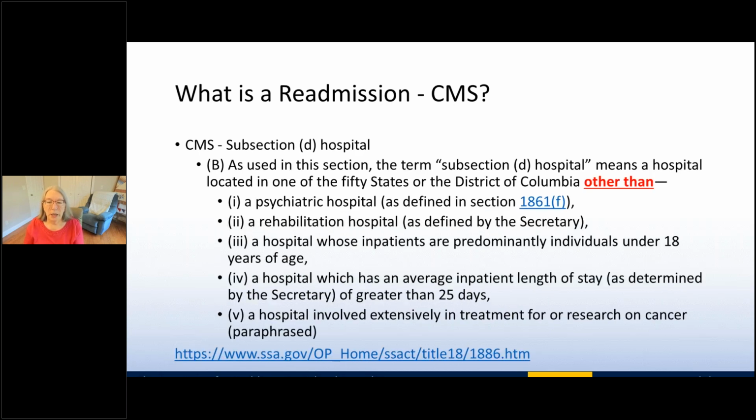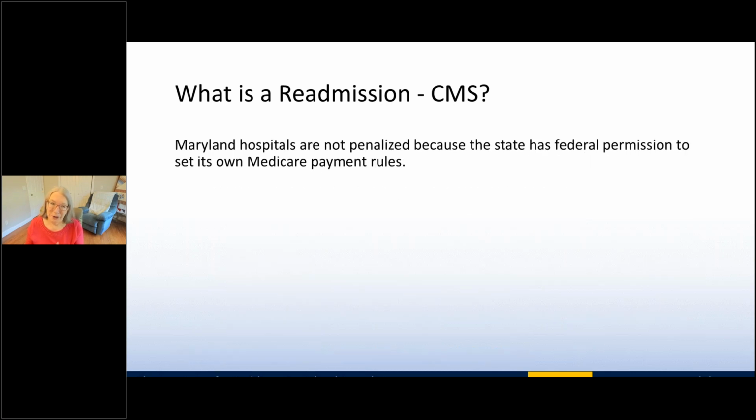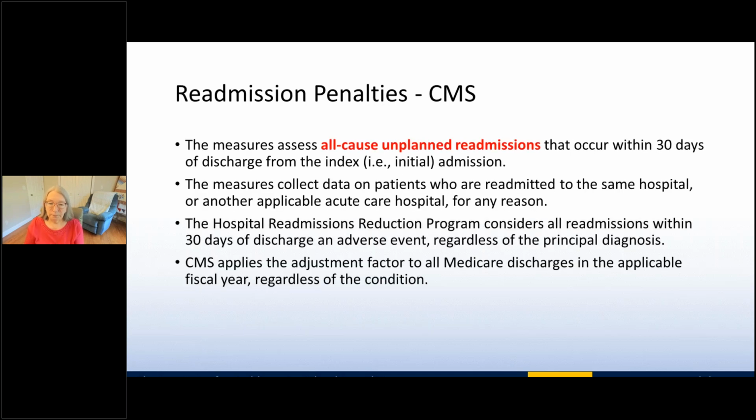So subsection D hospitals are every hospital except the ones that are listed here. Okay, so located in one of the 50 states or District of Columbia other than psych, rehab, etc., and not Maryland. Maryland hospitals are not penalized because the state has federal permission to set its own Medicare payment rules. CMS still looks at Maryland readmissions and still calculates them, but there's no penalty.